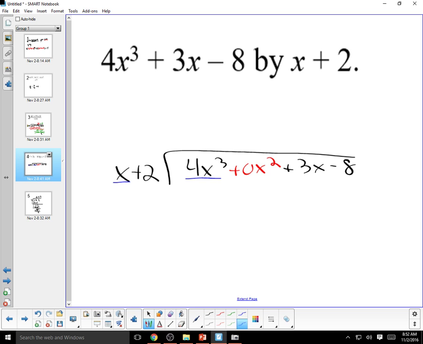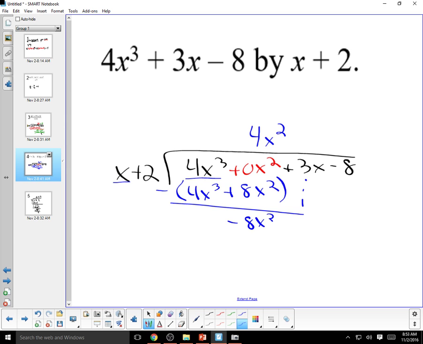What is 4x cubed divided by x? 4x squared. Needs to go here when you multiply by both. So that's going to give me a 4x cubed. And then 4x times a 2 will give me an 8x squared. Make sure that you're changing the sign to the whole value. Okay? And the way to check is that this always becomes 0, doesn't it? The next part will give me a negative 8x squared.